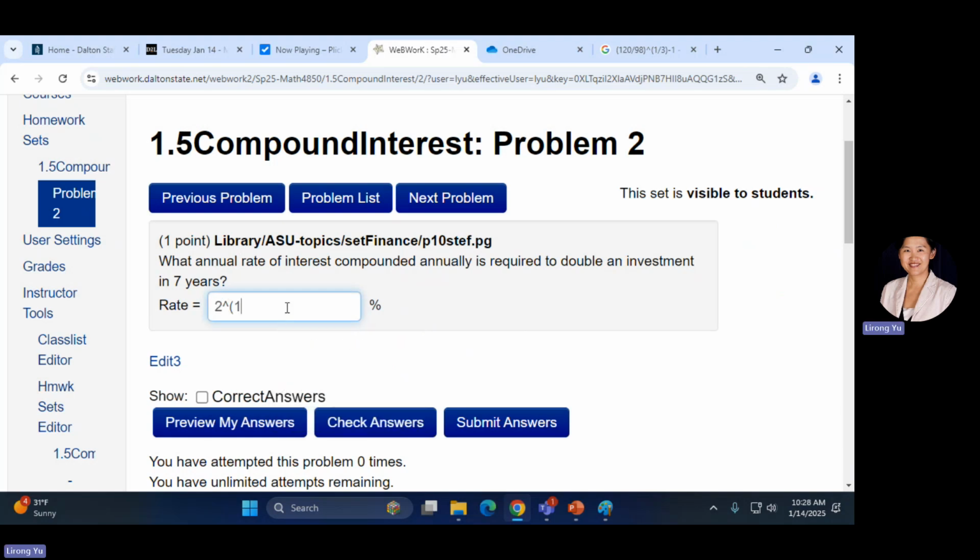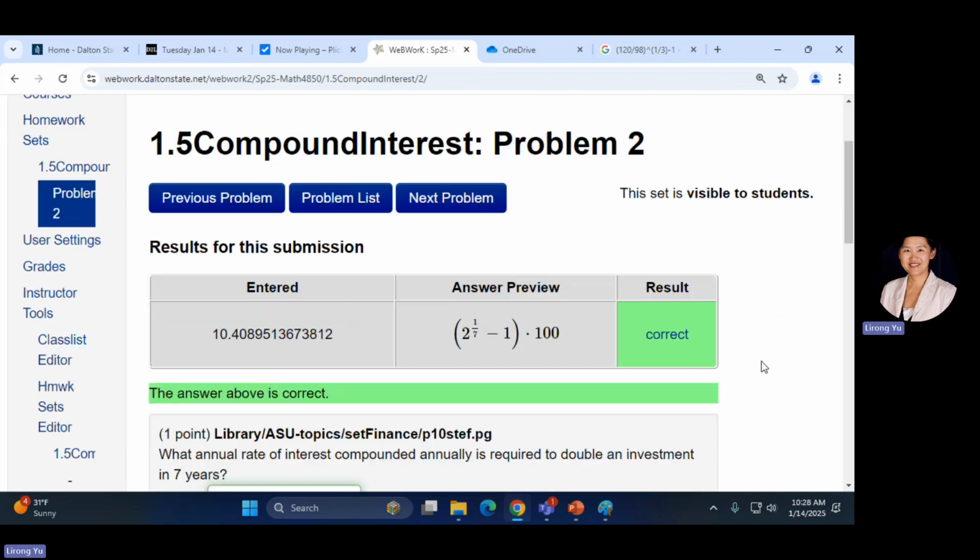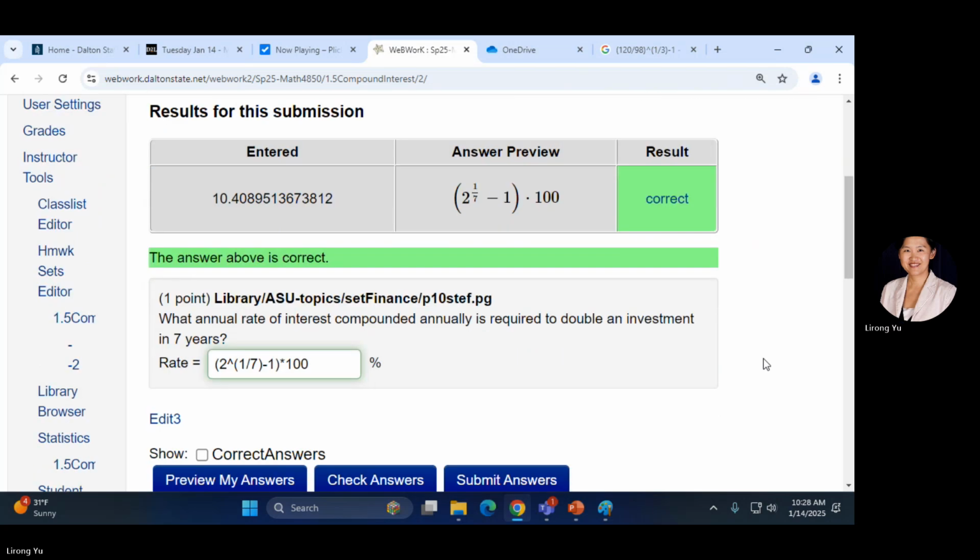Doubles, that's why we have 7 over 2. 2 is over double, and then minus 1. And then we're going to have to turn this into a percent. That's why I have to multiply by 100. So the final answer would be roughly 10.4%. That's the process calculation. Any question? That's question 2.